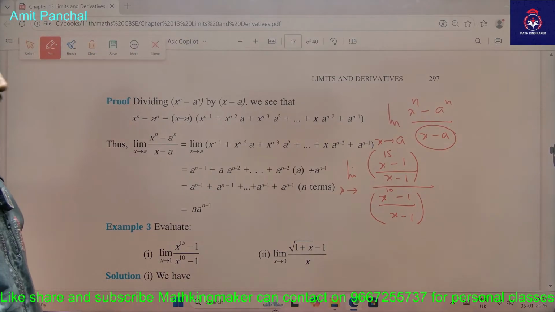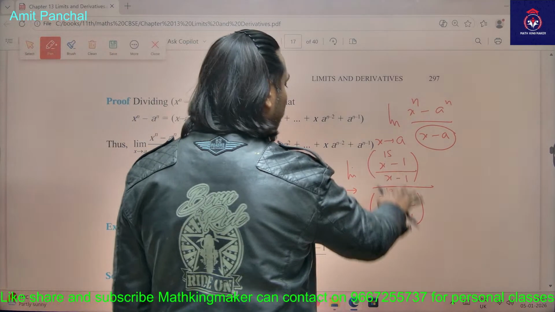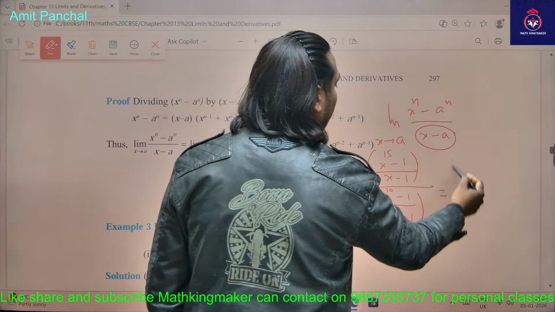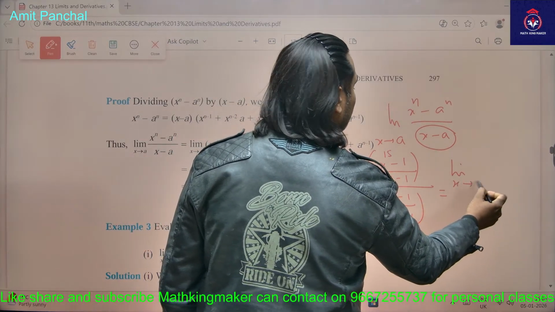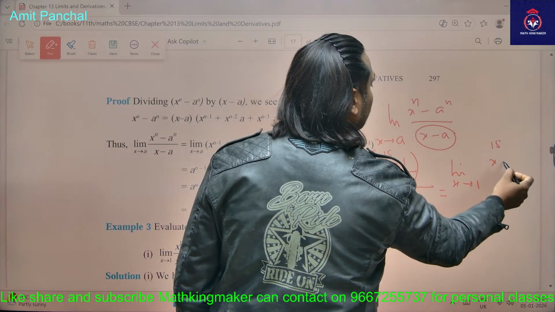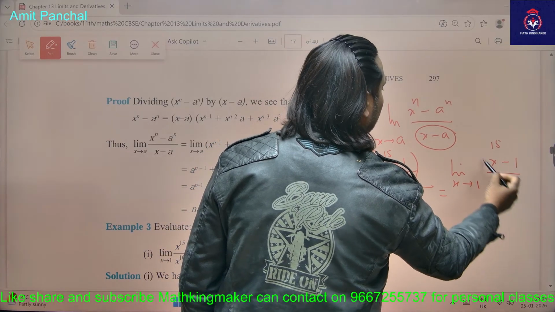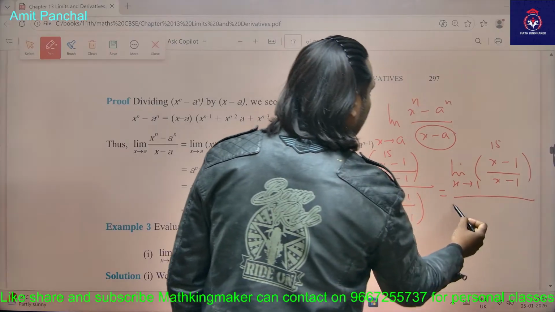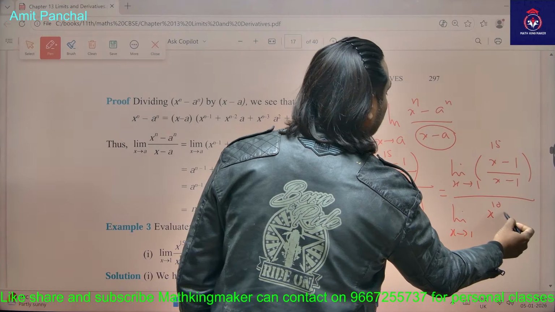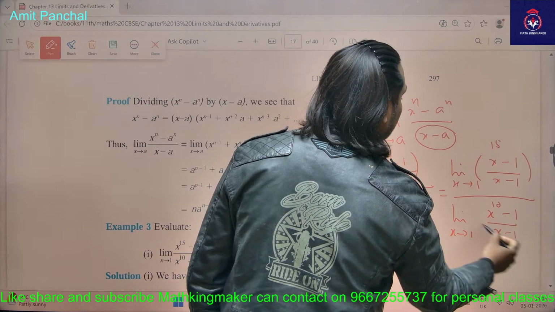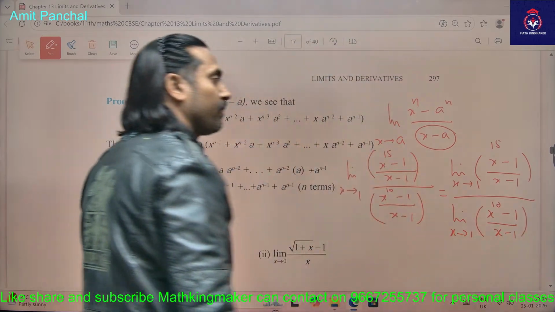Isn't it? Okay, and it is just a quotient, so I can write it separately: limit x tending to 1, x to the power 15 minus 1 over x minus 1, and limit x tending to 1, x to the power 10 minus 1 divided by x minus 1. Isn't it?